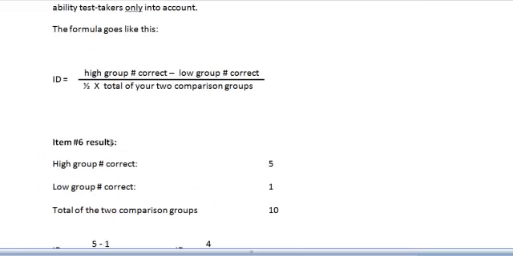These are the results of item number 6. The number of correct responses from the high group is 5. The number of correct responses from the low group is 1. And the total number of students we are analyzing for this item is 10: 5 of the high group and 5 of the low group.